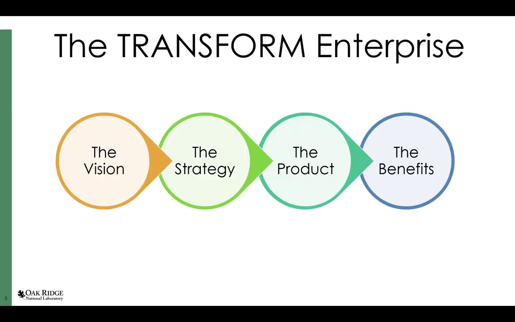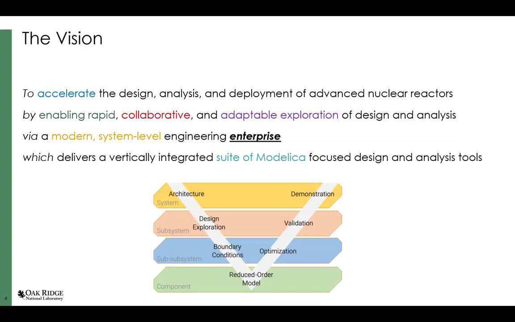Let's call it the TRANSient Enterprise. We'll now talk about the vision, the strategy, the product, and the benefits, as we see it, of TRANSient. First, the vision. It's about accelerating the design, analysis, and deployment of advanced nuclear reactors by enabling rapid, collaborative, and adaptable exploration, all while leveraging a modern system-level engineering tool, Modelica.